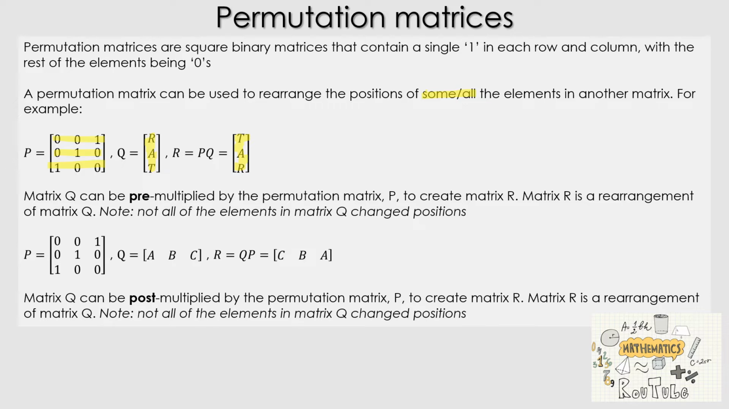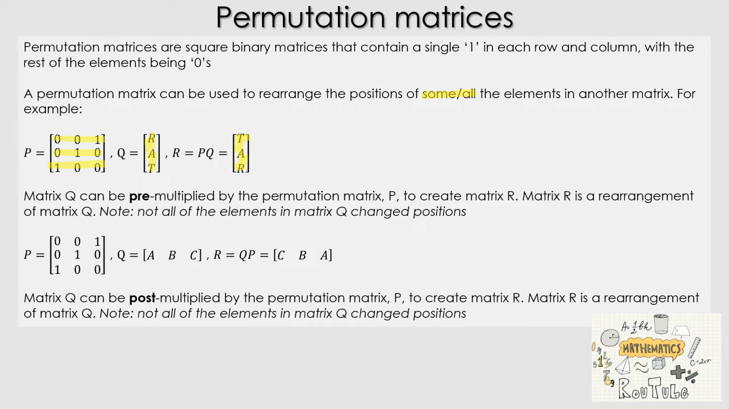Okay. So matrix Q can be pre-multiplied, and once again, we'll have a look at why it must be pre-multiplied by the permutation matrix P to create matrix R. Now, as I said before, matrix R is a rearrangement of matrix Q. And now, once again, not all the elements in matrix Q changed positions. Only the R and the T did, but element A did not change. It remained in the same position, which is totally fine.